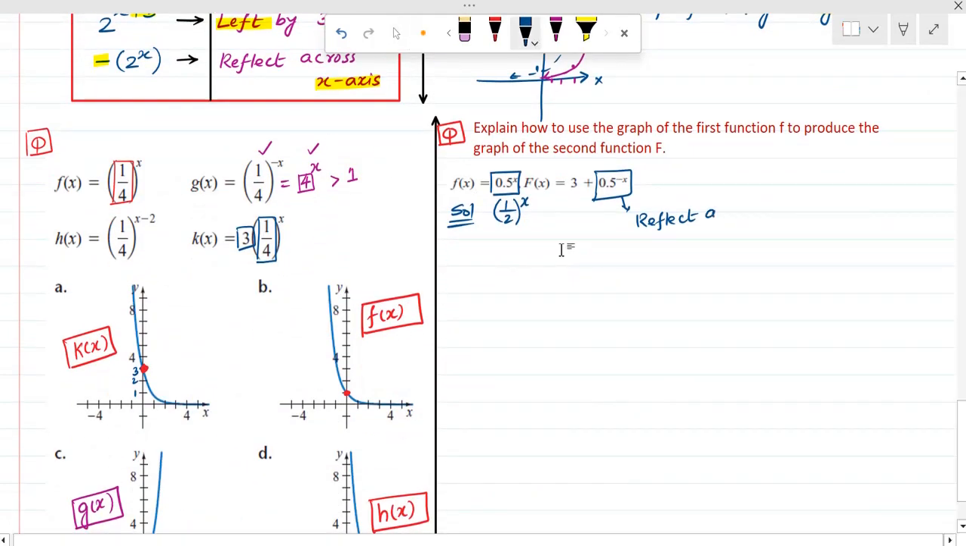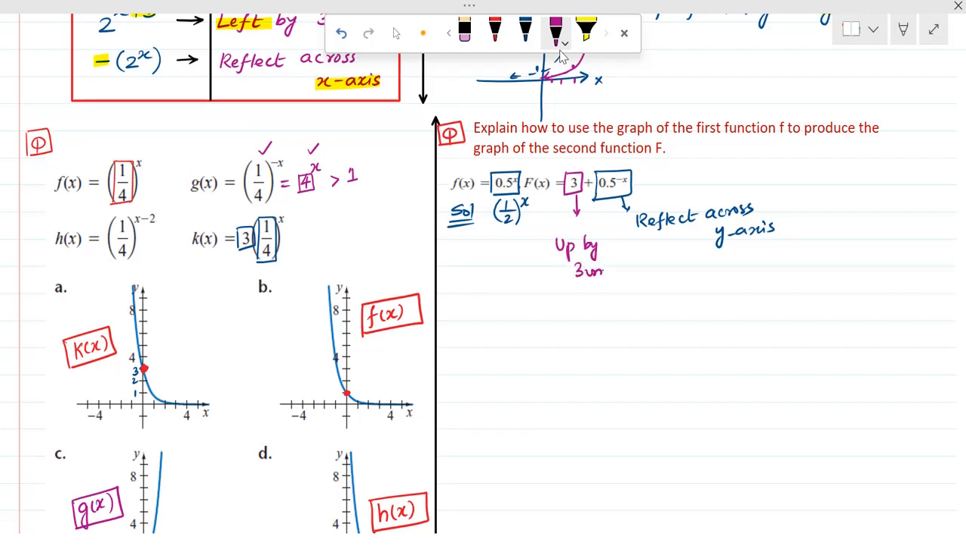Reflect across the y-axis. And there is one more translation. What is that one? Here it is plus 3. Plus 3 means what? Up by 3 units. So how will you explain this one? I write it here: reflect the graph of small f of x across the y-axis. This is done. This is over.